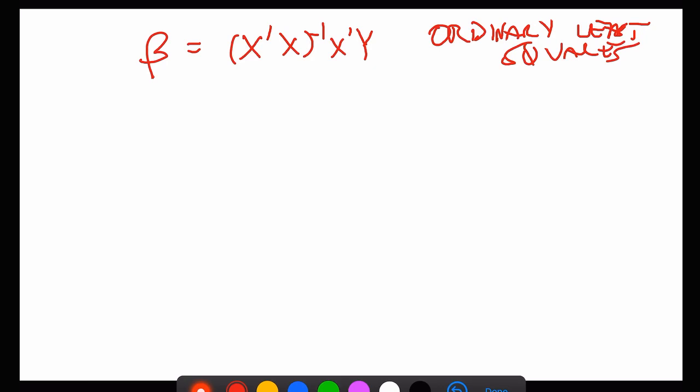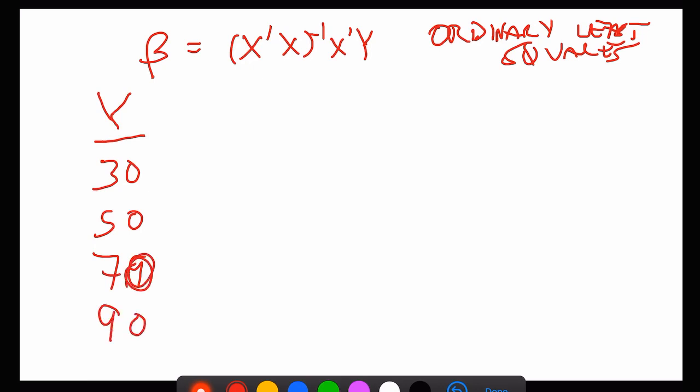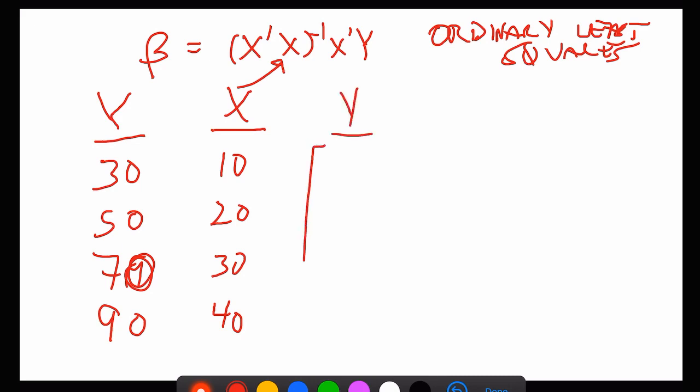But let's suppose that I have the following data. I have Y, which is 30, 50, 70, and 90, and I have X, which is 10, 20, 30, and 40. That's my X and my Y. Now, all I'm going to do that's not this X. Why not? Because there's nothing for the intercept in here. There's no little intercept thing in here. So what I'm going to do is I'm going to say I have a matrix Y, and that matrix Y is this.